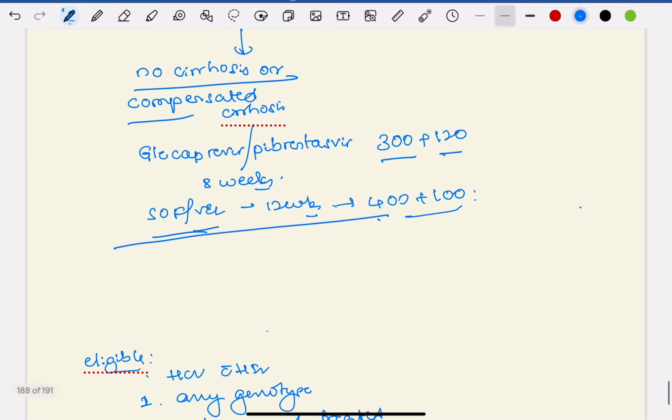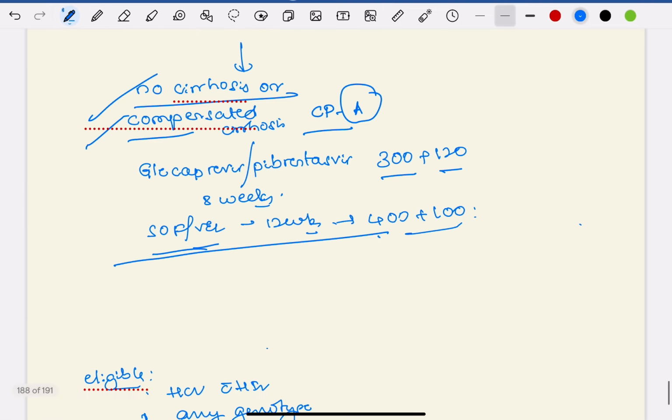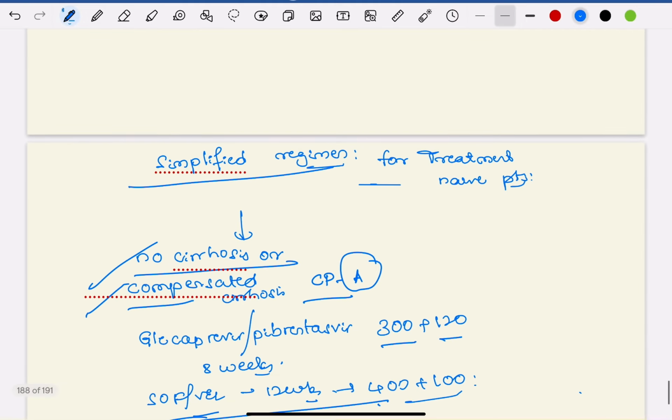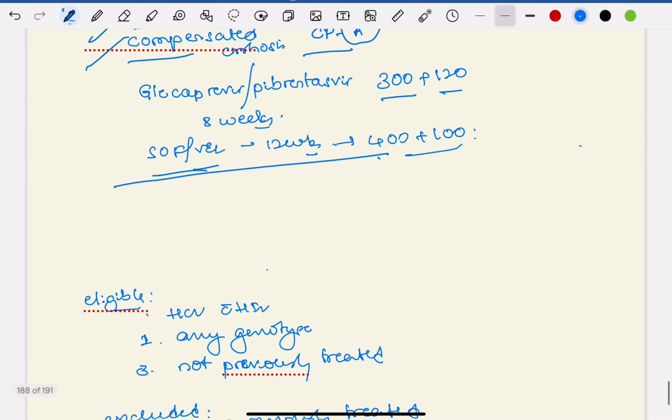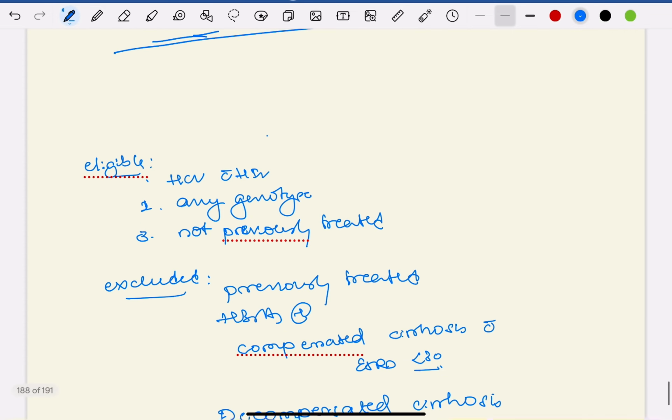So sofosbuvir and velpatasvir has to be used in patients who don't have cirrhosis or have compensated cirrhosis. When can I say compensated cirrhosis? That depends upon the Child score. Child A is compensated. B and C are decompensated. In decompensated cirrhosis we cannot use the simplified regimen. There is another regimen that I will talk about later. So who is eligible for this simplified regimen?